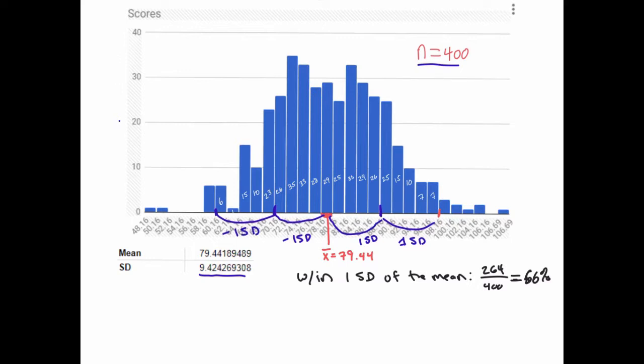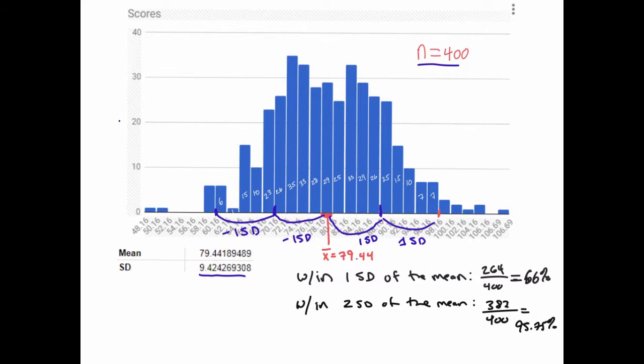Now I want to find out the percentage of data values that are within two standard deviations of the mean. In adding up these values, it's 6 plus 1 plus 15 plus 10 plus 23 plus 26, 35, 33, 28, 29, 25, 33, 29, 26, 25, 15, 10, 7, 7. And I got 383. So within 2 standard deviations of the mean, there are 383 divided by 400, which turns out to be 95.75%. So I could say 95.75% of the data values lie within 2 standard deviations of the mean.